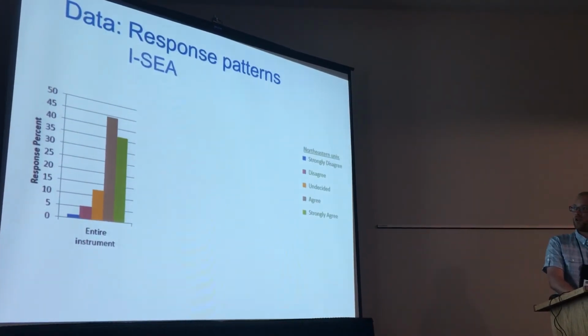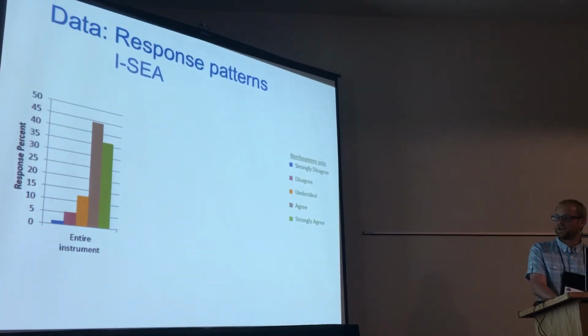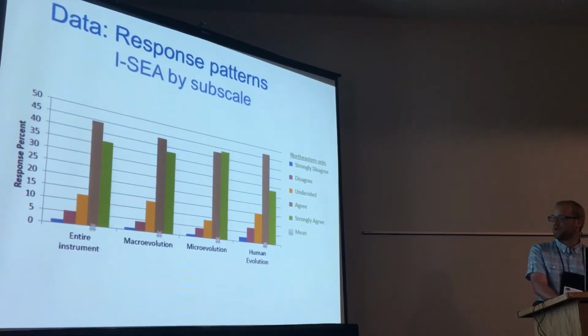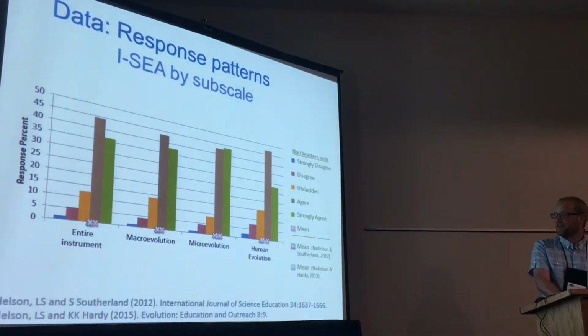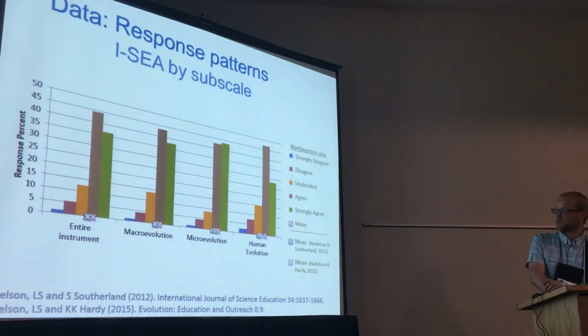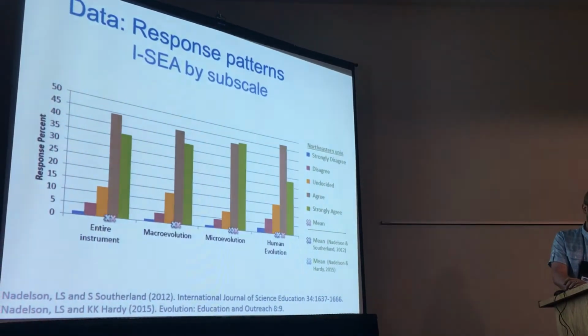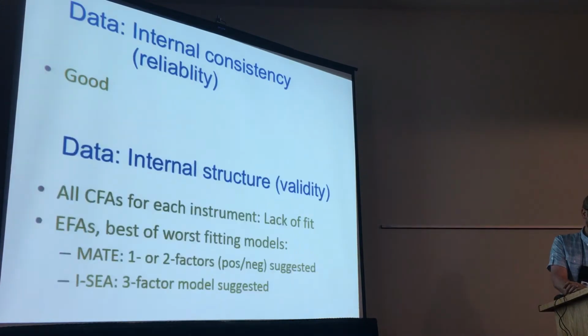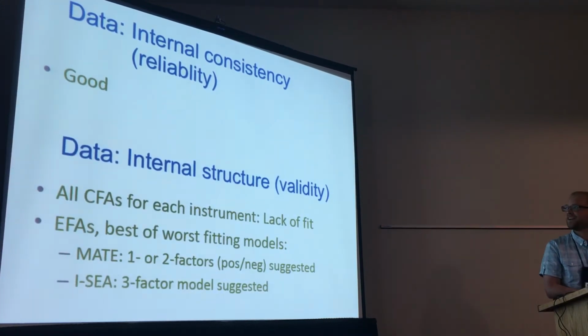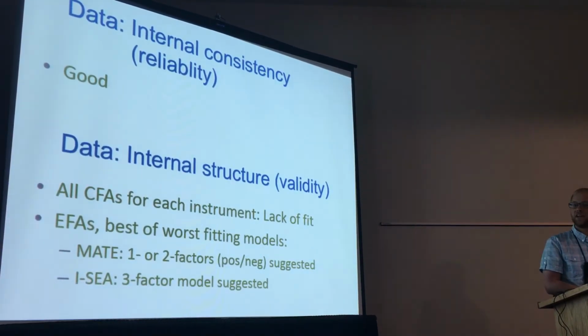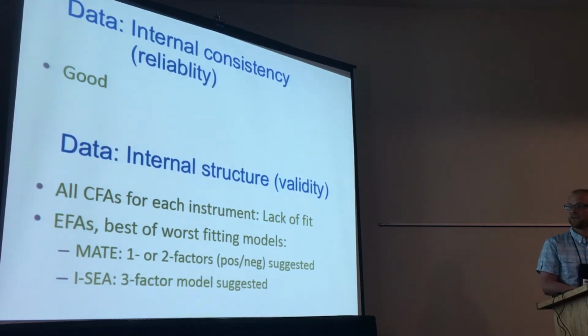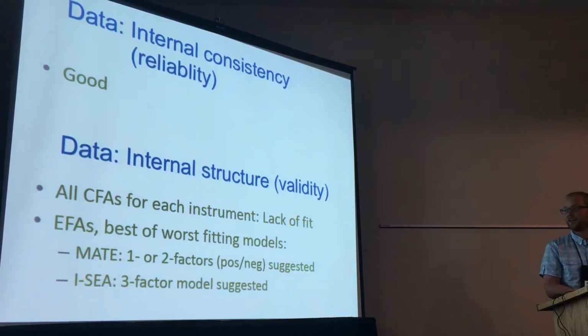So here's the score response patterns for the IC, for the entire instrument, broken down by each subpopulation, and that's the mean. Because no one reports this, everyone just reports the mean, and I need to speed up. So luckily, here's all the rest of that data. So internal consistency, reliability, I obviously don't have time to show you the data. It's good. It's always good for the MATE.